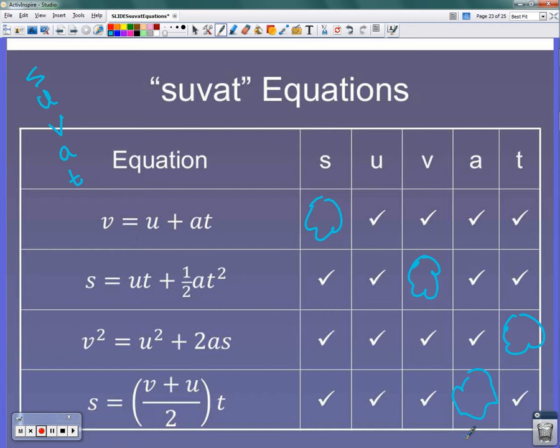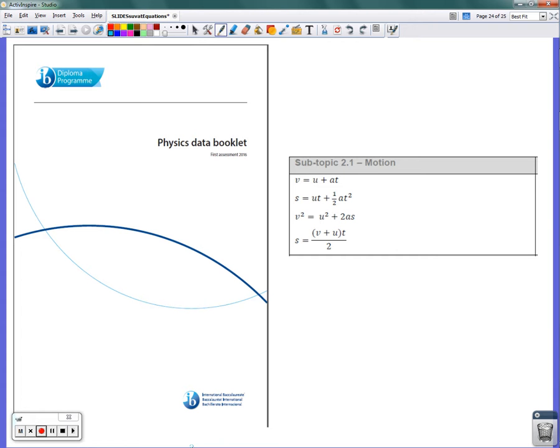So, these equations of motion, or these suvat equations, do show up in your data booklet, right? And there they are. Okay, so remember the data booklet I gave you like on the second day of school? So these equations will show up on your test, and they'll show up in your data booklet for you to apply to your test. Okay? How do we apply them? How do we use them?